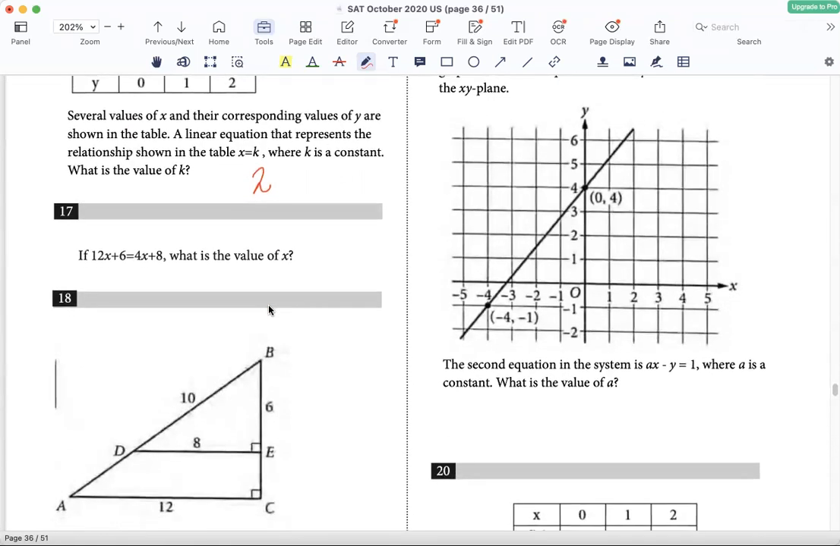Okay, what is the value of 12x minus 4x is 8x, and 8 minus 6 is 2. So x is 1 by 4.